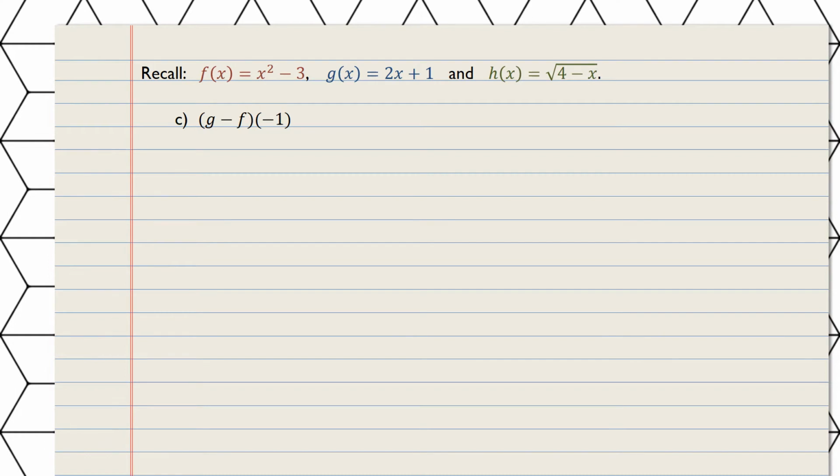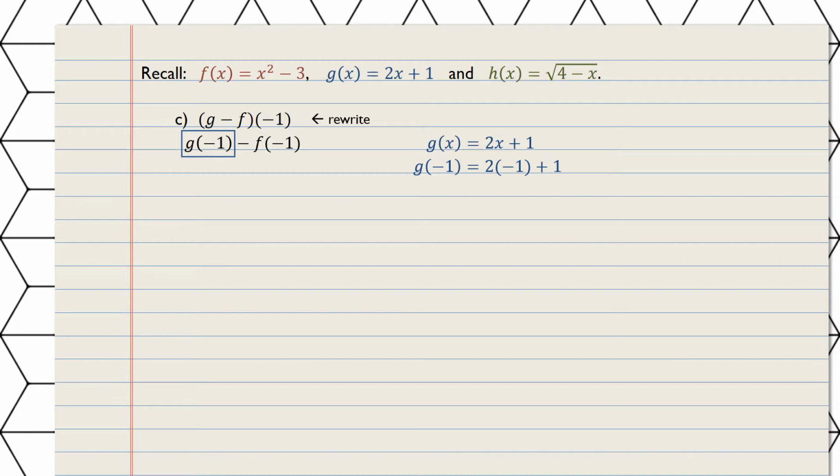For part C, we are using the same functions, and again I have them listed across the top of the page. The first step we need to do is to rewrite this. This really means g of negative 1 minus f of negative 1. So we look at the first function. It is the g function, which is 2x plus 1. And now every time you see x, you plug in the value of negative 1.